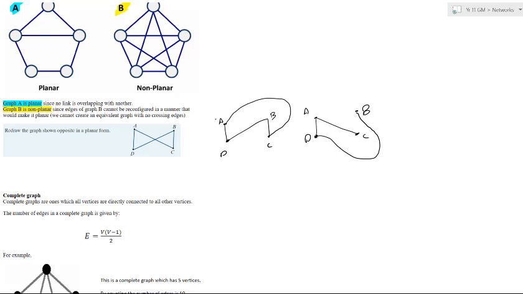So A still has degree 2, D still has degree 2, B still has degree 2, C still has degree 2. Okay, so this one here looks like I've done something wrong. So C needs to connect to B, so I need another edge here. A degree 2, D degree 2, C degree 2, B degree 2, and they all connect correctly. B goes to C, B goes to C, C goes to A, C goes to A, so it looks like it's right.